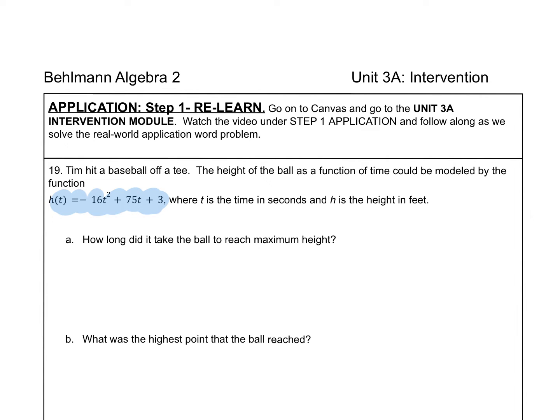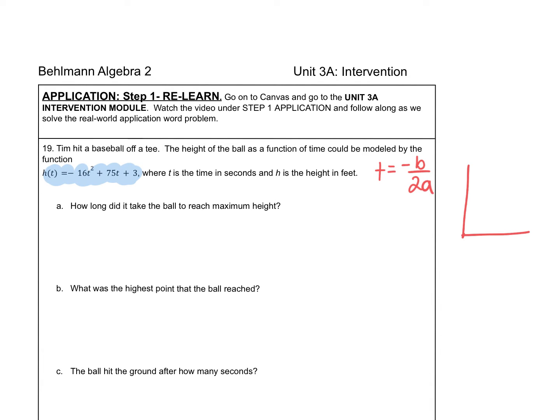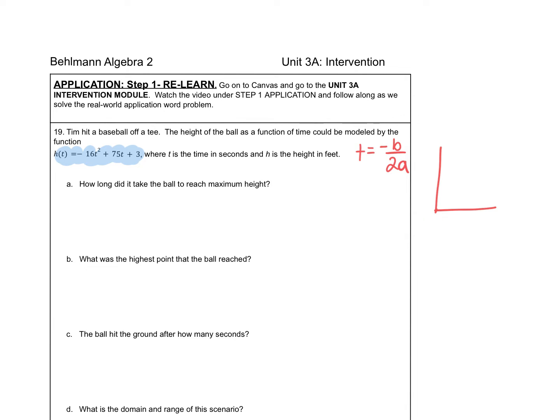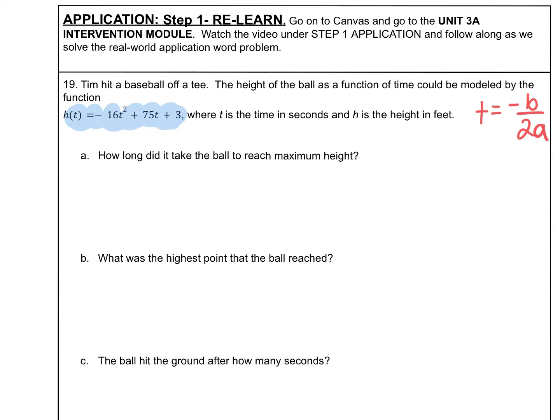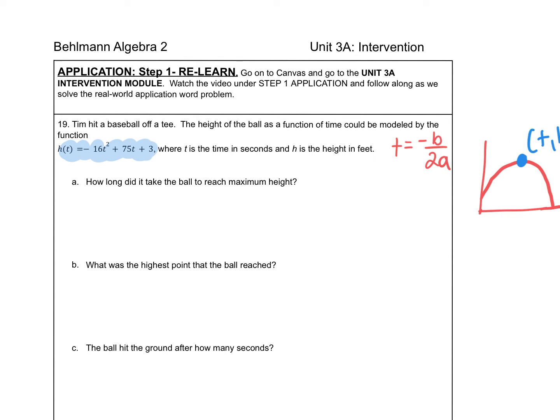Okay. So we know that, and we also have to know for these that t equals negative b over 2a. So to model this, he hit the ball off the tee, and the ball is going to land on the ground. What we are finding in parts A and B is just this vertex. It's asking me for the t and the h of the vertex. So when we look at this, how long did it take the ball to reach the maximum height? That's t. So t equals negative b over 2a.